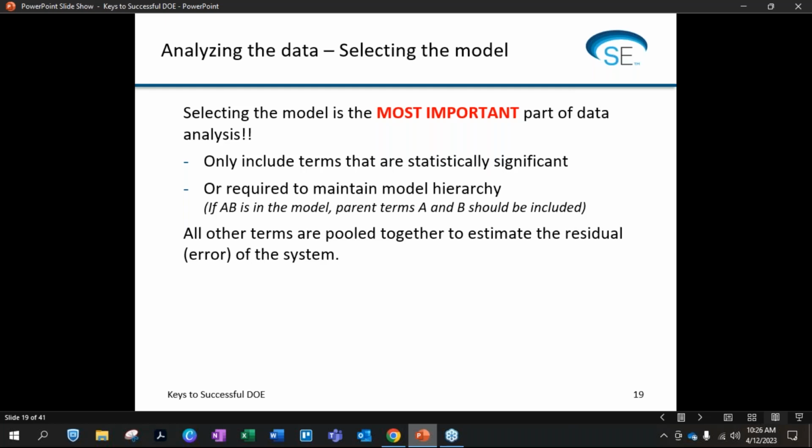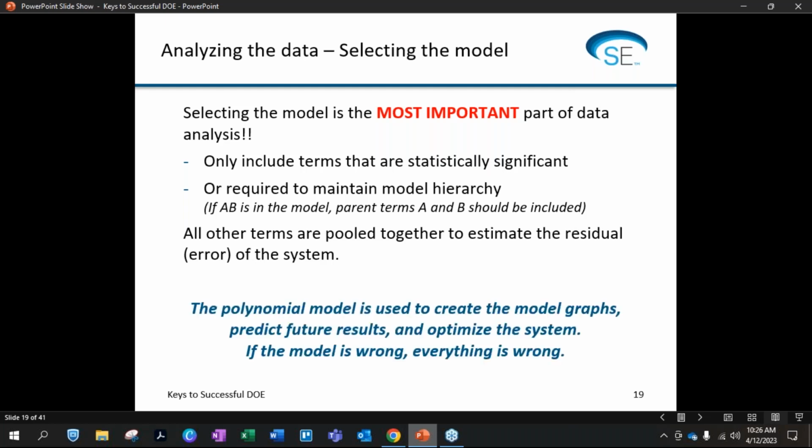Everything else gets pooled together and is used to estimate the residual error of your system. Your polynomial model is used to create model graphs, predict future results, and optimize your system. If the model is wrong, everything is wrong. So you have to have the right, good model.